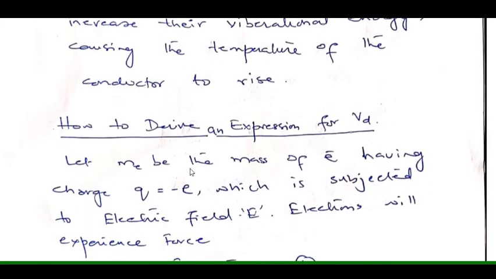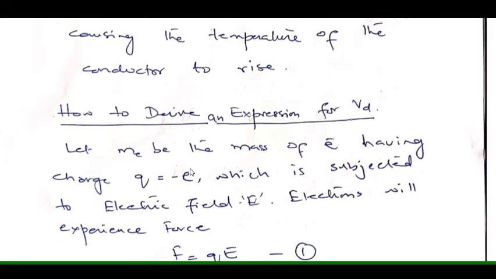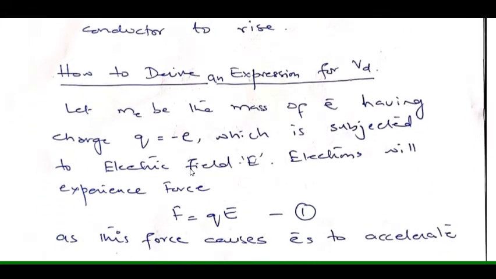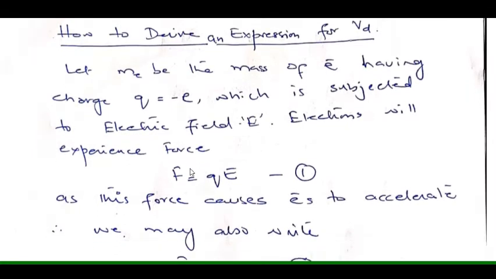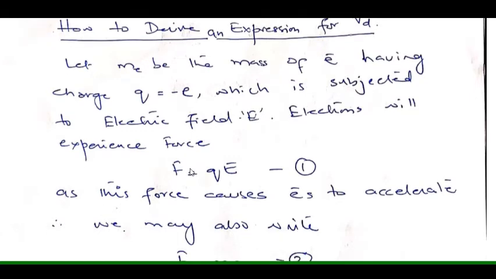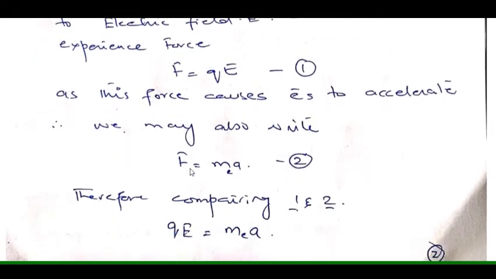Now we will derive an expression for Vd using Drude's model. Let us consider Me to be the mass of an electron, which has charge Q equal to minus e, and which is subjected to the electric field E. The electrons will experience a force, given by the equation F is equal to QE. As this force causes electrons to accelerate, we may also write F is equal to ma.